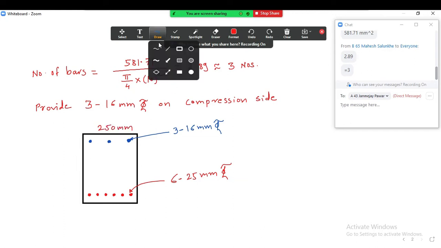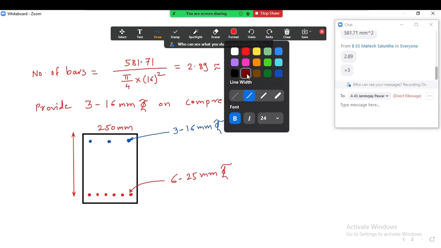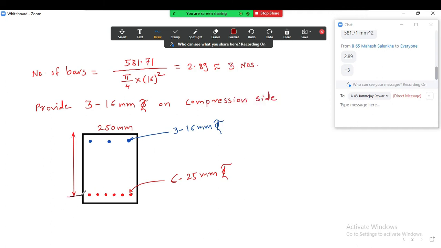Okay, and effective depth in this case, this is our effective depth up to this point. Up to the center of these bars, this effective depth is 500 mm. Also we have calculated the overall depth, that also you can put it over here. So now this is the reinforcement along the cross section of the beam.